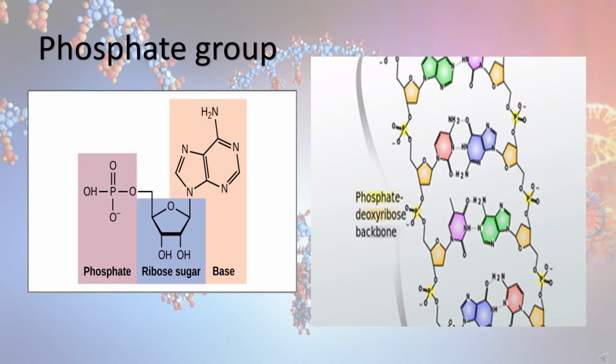Meet the phosphate group. It is a critical component of every single nucleotide, the building blocks of DNA and RNA. Structurally, it is simple, just one phosphorus atom bonded to 4 oxygen atoms. In a nucleotide, this group hooks onto the 5' carbon of the pentose sugar. But its real magic happens when nucleotides join together.